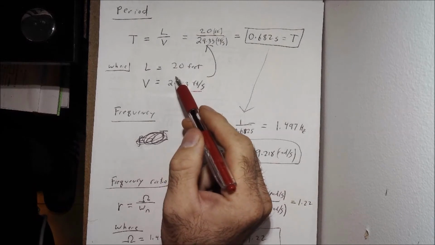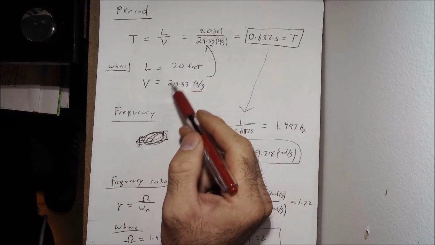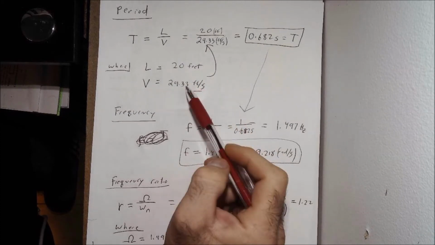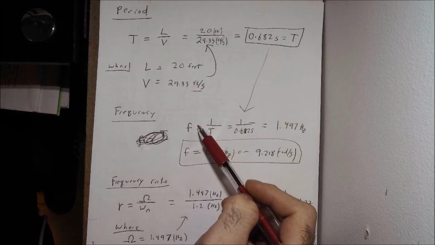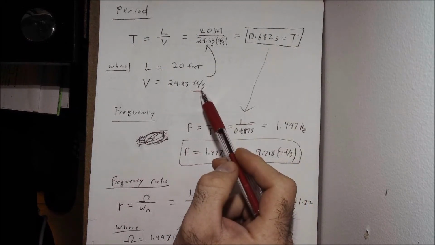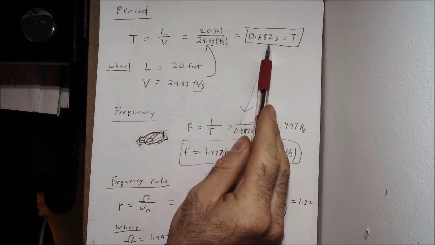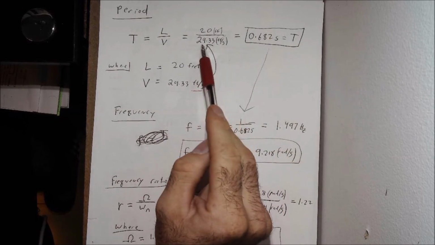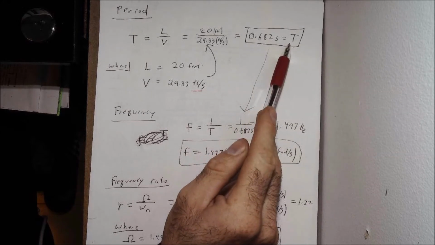Now, one of the things to ask ourselves is, how did we know we had to do that? We didn't necessarily know. The more problems you do, the more you might realize that. But we could have gotten to this point here, realized that it was in miles per hour, and had to do at this point a separate step to convert it to feet per second. So we could plug into this relationship in order to get seconds for our period. So we do that, 20 feet divided by 29.33 feet per second. We end up with 0.682 seconds for our period.